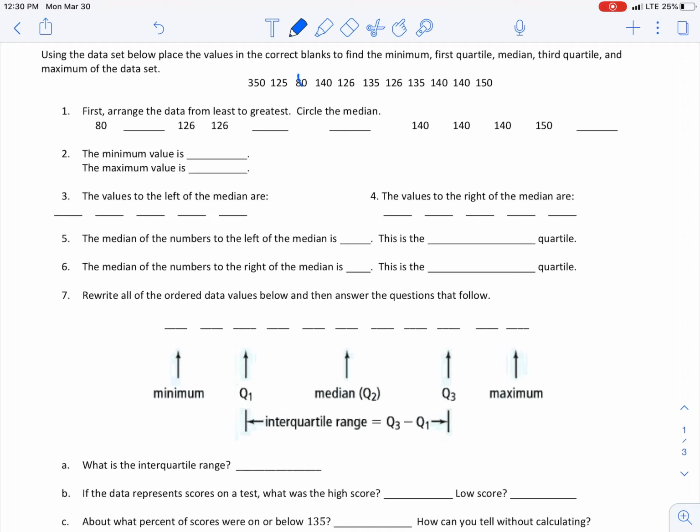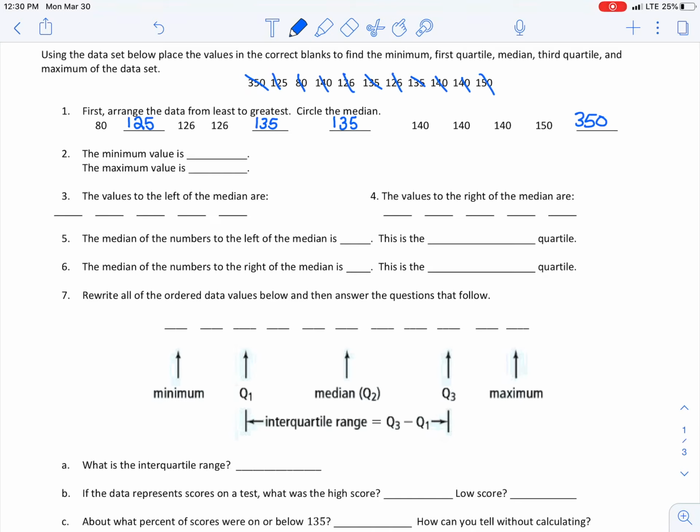So from least to greatest, we have 80 as our smallest, so that's our minimum. Okay, then our next number here is 125. We have 2 126s that it already has for us. Then we have 2 135s that it also has for us. 140, 140, 140. So there's 3 140s, a 150, and our maximum is going to be 350.